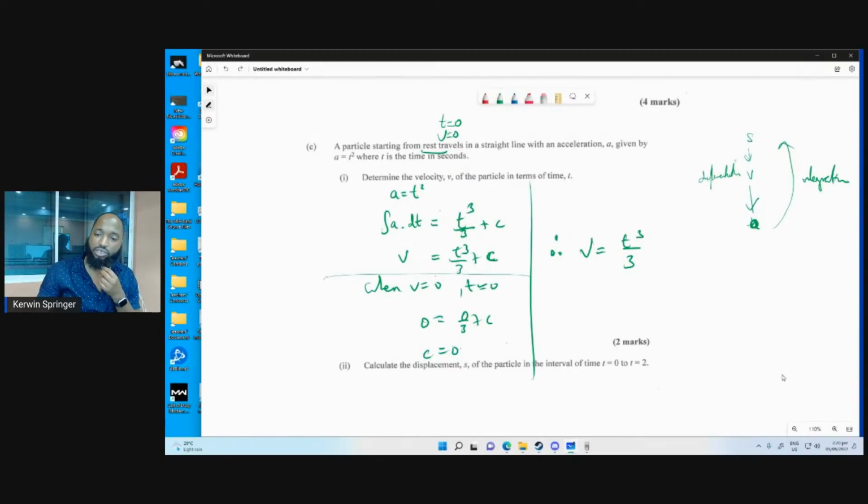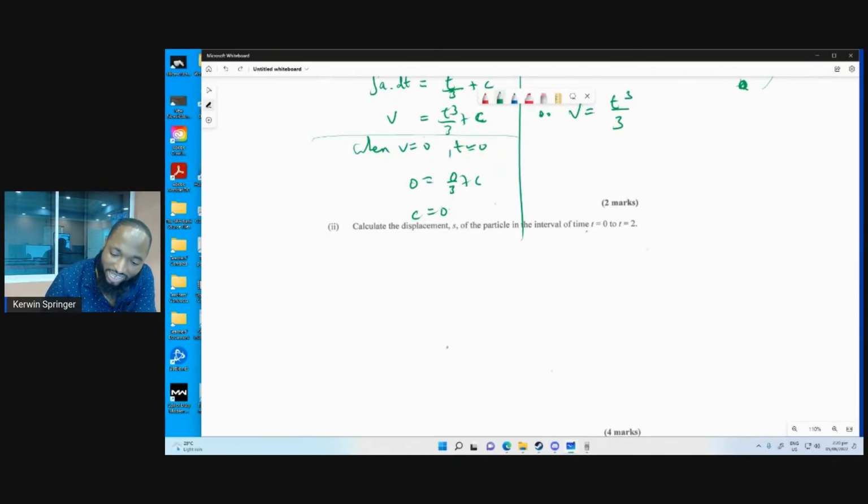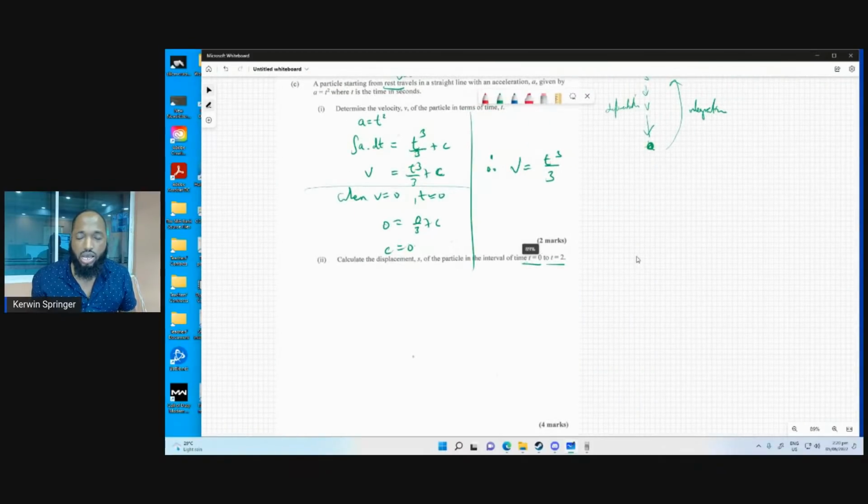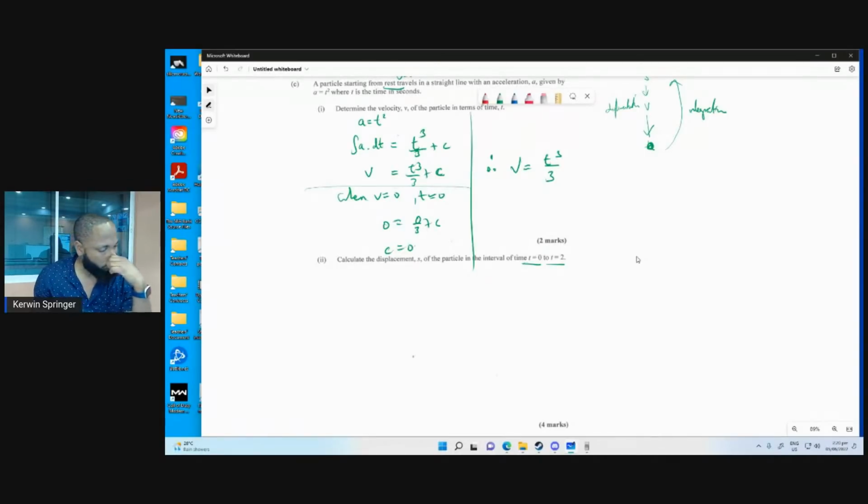Next, calculate the displacement in the time interval between t is equal to 0 and t is equal to 2. So I can work out the displacement, or I can integrate between t is equal to 0 and t is equal to 2. Yeah, I can integrate that. I can use a definite integral.